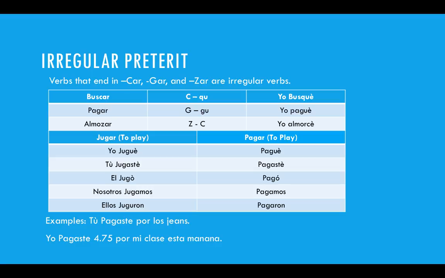Jugar means to play. And we change it to yo jugué, tú jugaste, él jugó, nosotros jugamos, ellos jugaron. And some examples are: ¿Tú pagaste por los jeans? Did you pay for those jeans? Or: Yo pagué $4.75 por mi clase esta mañana. I paid $4.75 for my class this morning.